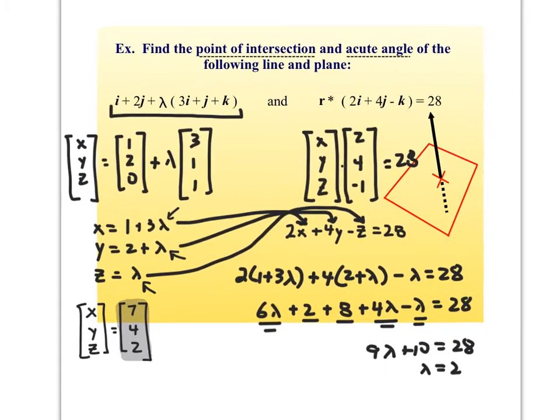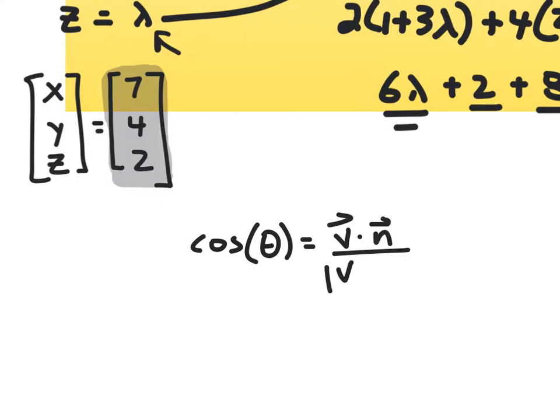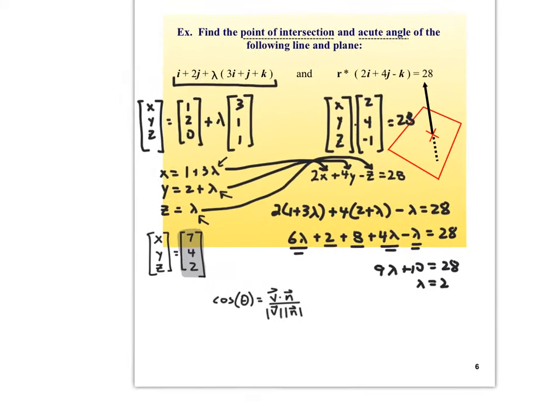Now, if I want to find the angle between the line and the plane, I need two things: I need to know a vector v and a normal n. Then I have to do some math there with the magnitudes and all that good stuff. So here's where the fun comes in.